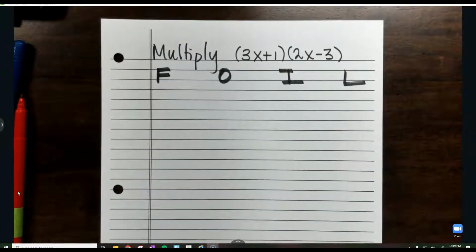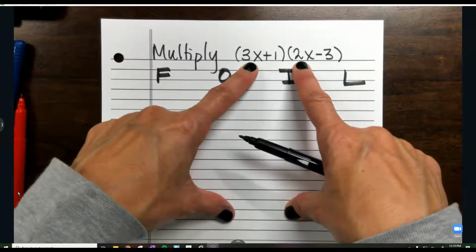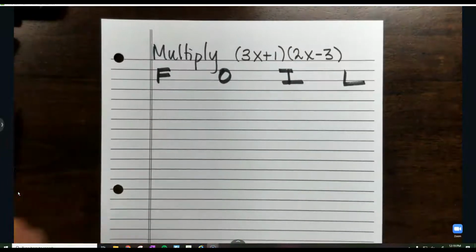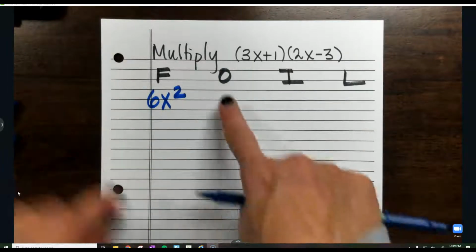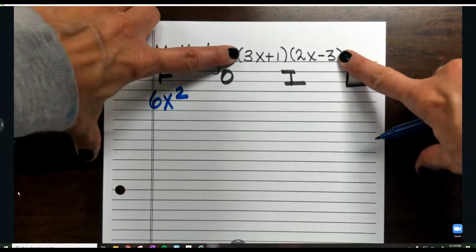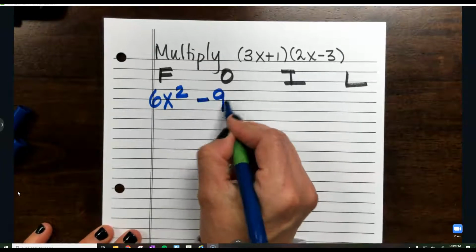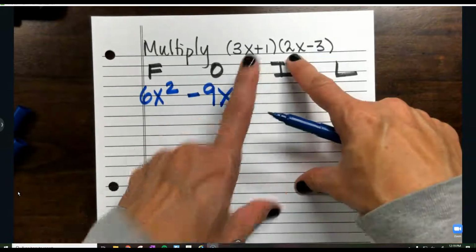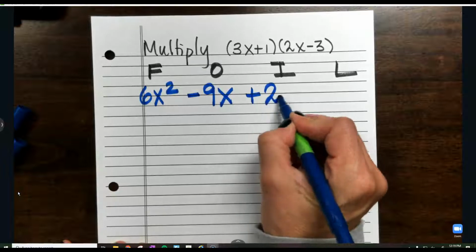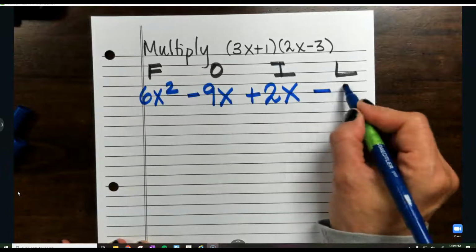write the products underneath them. So the F, remember, stands for the two first terms. So what's 3x times 2x? 6x squared, yes. So let's write 6x squared underneath the F. And then remember, the O stands for the two outside. So a positive 3x times a negative 3. So that's going to be minus 9x. Now I'm going to do the two inside terms. So it's going to be 1 times 2x, so just plus 2x. And then the two last terms, a positive 1 and a negative 3, just negative 3.